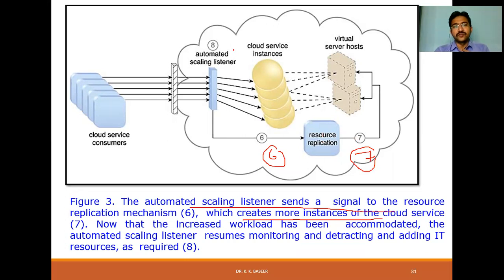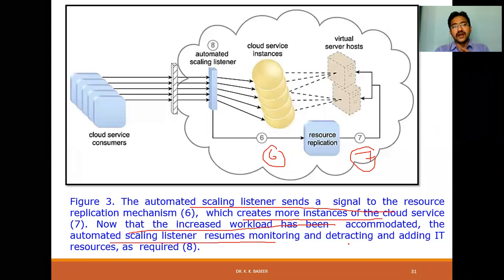Now let us see what happens in the eighth step. Now that the increased workload has been accommodated, the automatic scaling listener resumes monitoring, retracting and adding IT resources as required. So it will be added over here. This is the eighth step. Previously we had only one virtual server host. Again, it created one more virtual host.